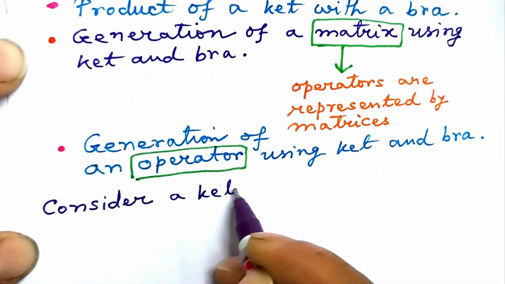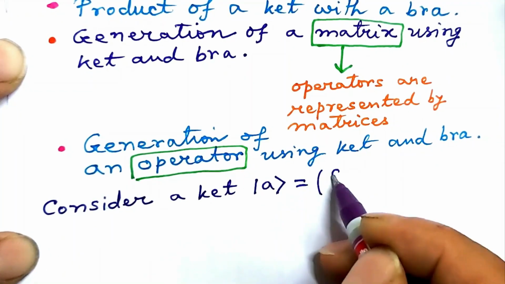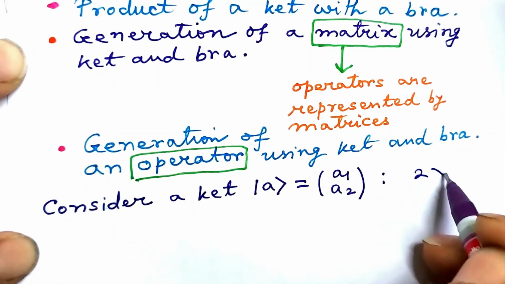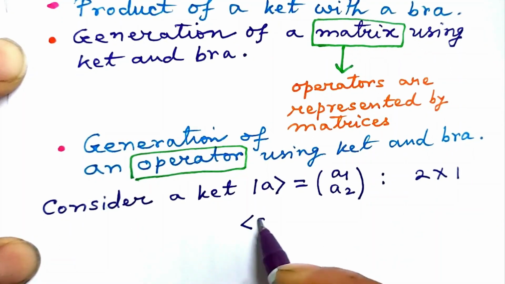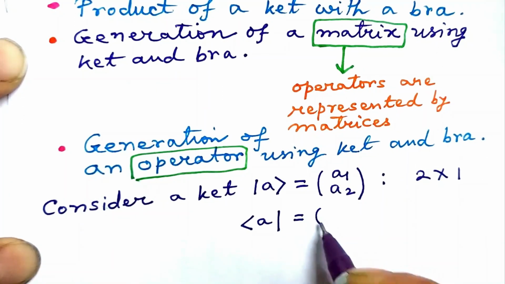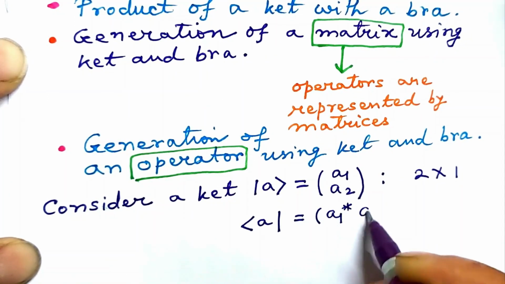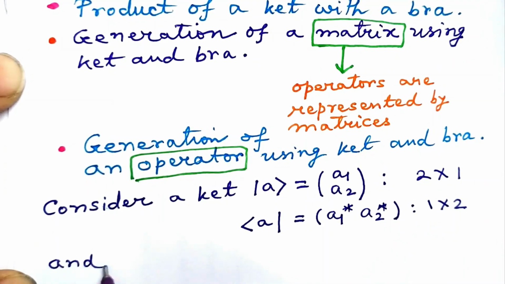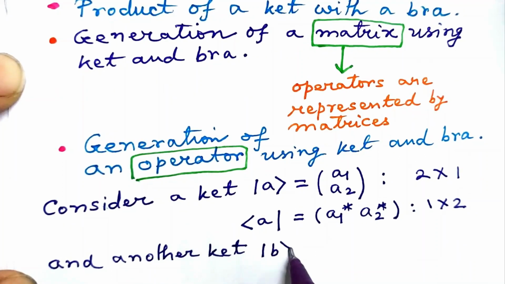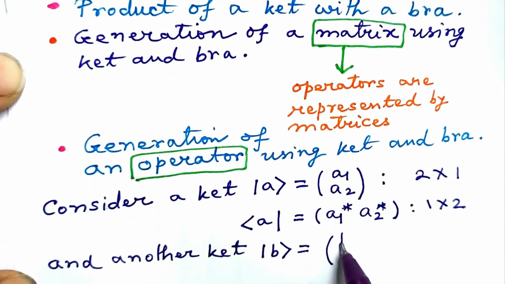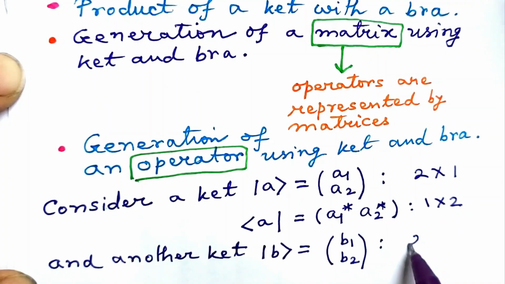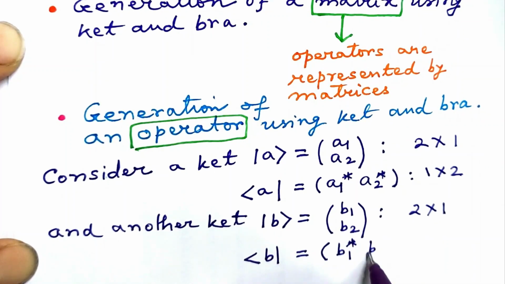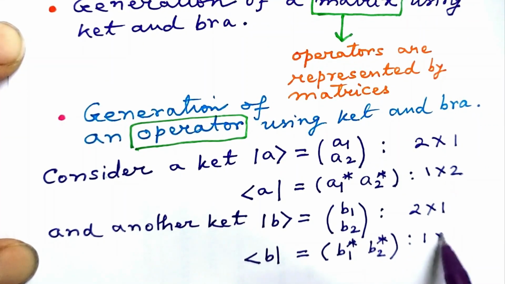Consider a ket vector, say ket A, equal to the column matrix having elements A1, A2. Clearly it is a 2 cross 1 matrix. Then what will bra A be? It is a row matrix, the elements being A1 star, A2 star, and it is a 1 into 2 matrix. We also consider another ket vector, ket B, which is equal to the column matrix B1, B2, which is a 2 cross 1 matrix, and so bra B will be a row matrix B1 star, B2 star. It is a 1 into 2 matrix.